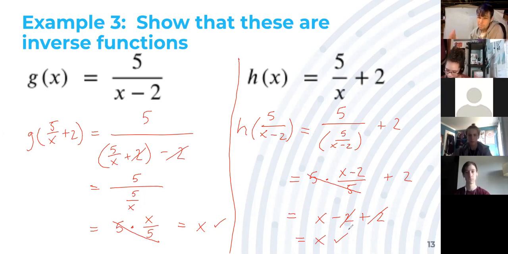Again, the more complicated the functions are, the more complicated the algebra is going to be to demonstrate that they are inverse functions, but the process is the same. We have to put one function inside the other, and then do it the other way, and show that they both simplify to be x. If I get anything other than x, they're not inverses.